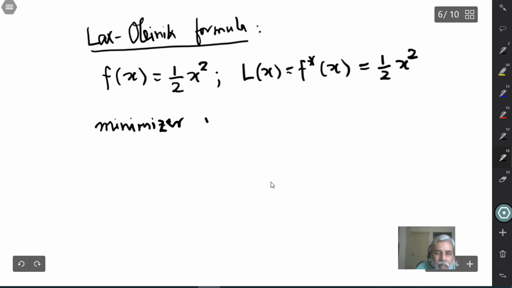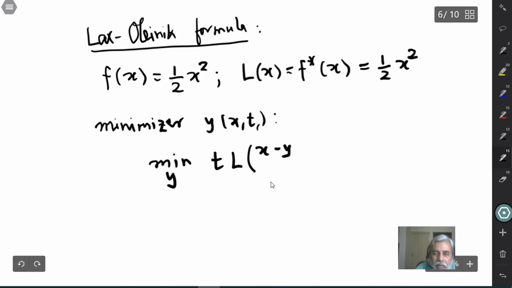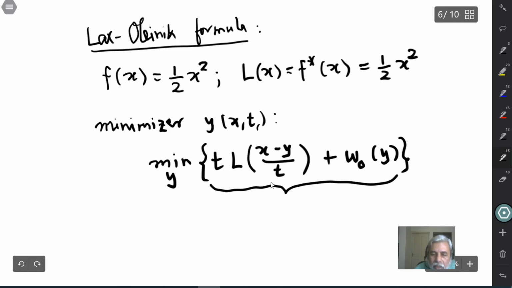Yxt, which minimizes this functional. So minimize y t L of x minus y t by plus w0 y. So for fixed action t, you consider this functional. Let me call it by some name, f of x y t.